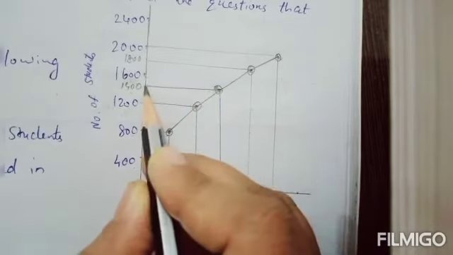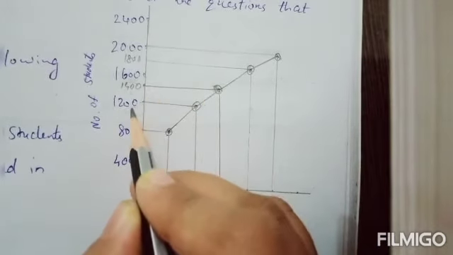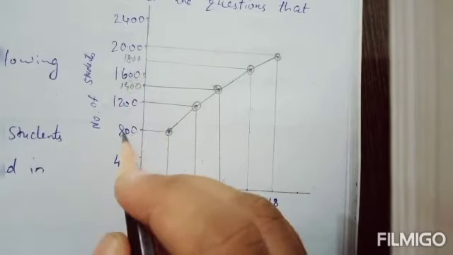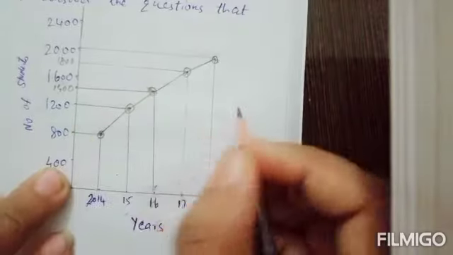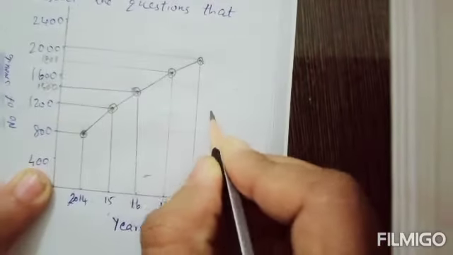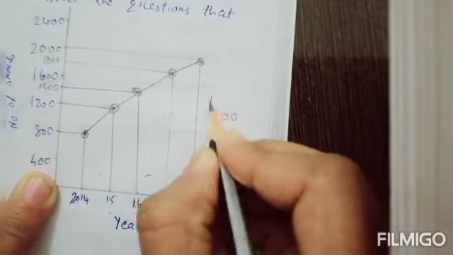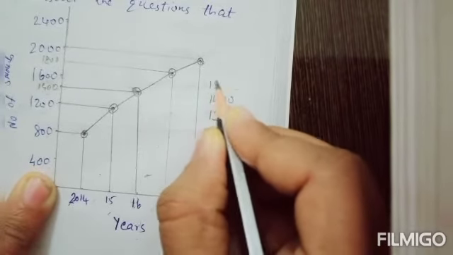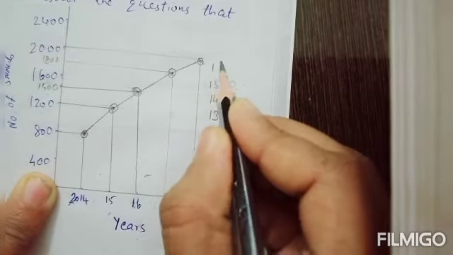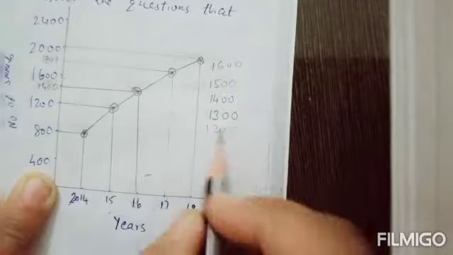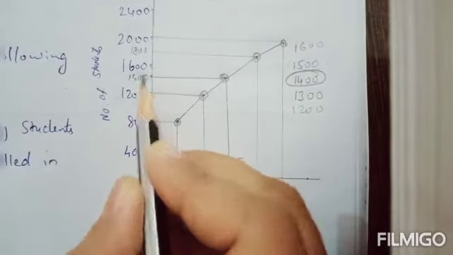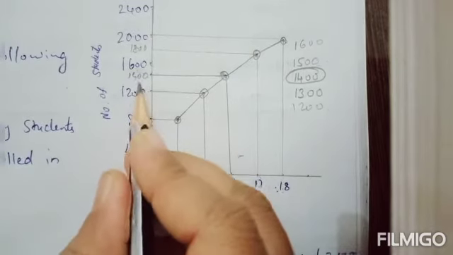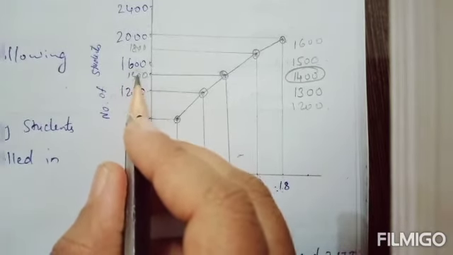If you draw the line, it will touch in the middle of 1200 and 1600. So in the middle of 1200 and 1600, what is coming? In between 1200 and 1600, 1300 is coming, 1400 is coming, 1500 is coming. Then 1600, here 1200. So what number is coming in the middle? It is 1400. So here you can take this value as 1400. So in 2016, 1400 students were enrolled.